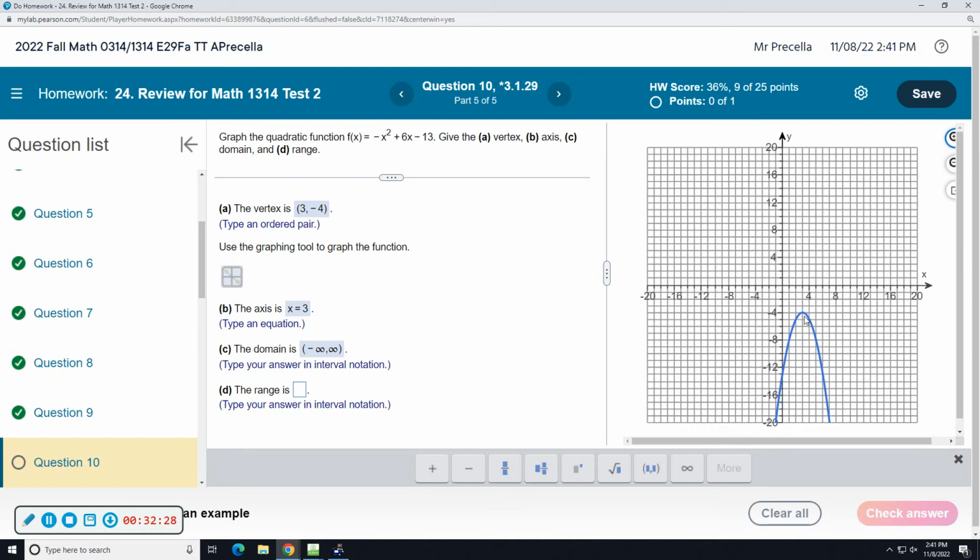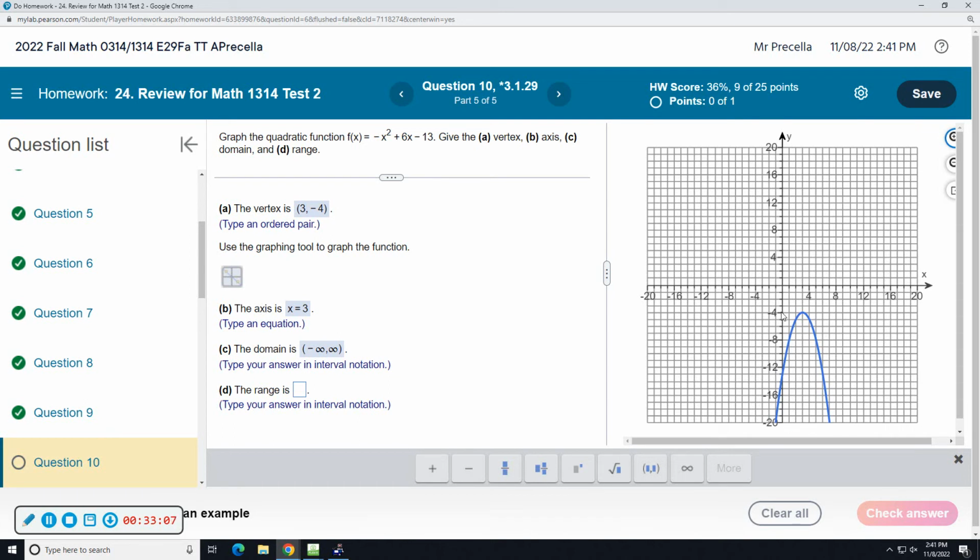Does our vertex correspond to a maximum or a minimum y value? Maximum. It's a maximum y value. The biggest y value on that graph is -4. Notice up here above -4, there's no portion of the graph. The biggest y value is -4, and then every number less than -4 is used as a y value. It's actually used twice. So it's from -infinity up to -4.